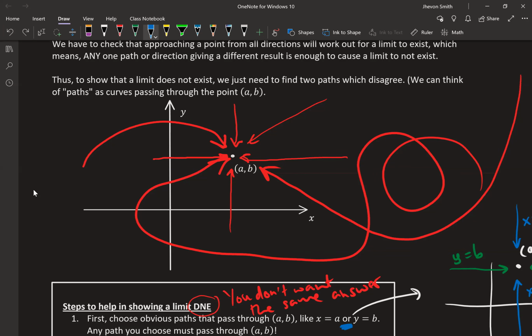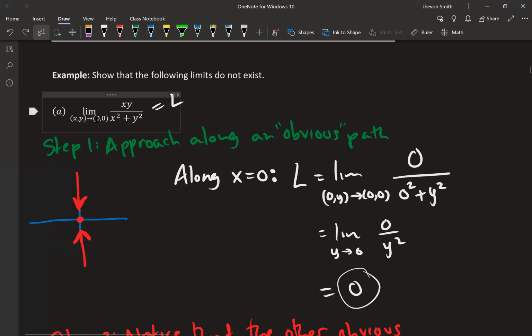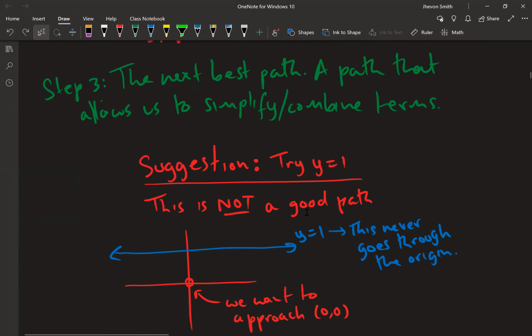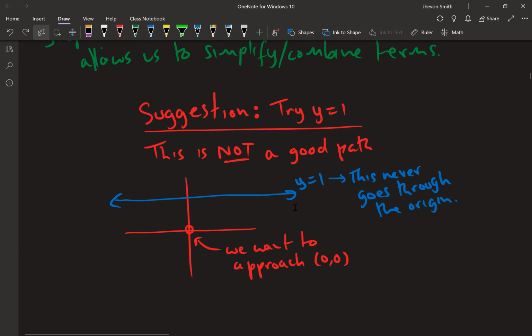So when I choose a path, I'm not just choosing any random path. I want specifically a path that will go through the point that I care about. Y equals 1 is therefore not a good suggestion, okay? So just so you know, paths must go through the point.